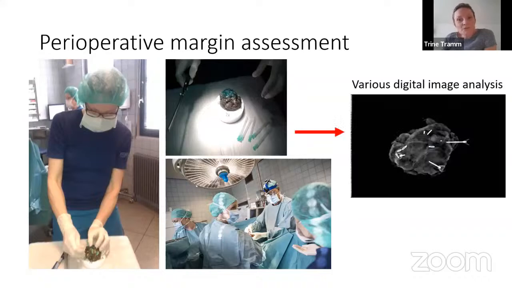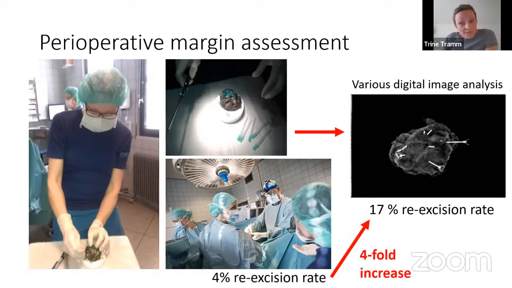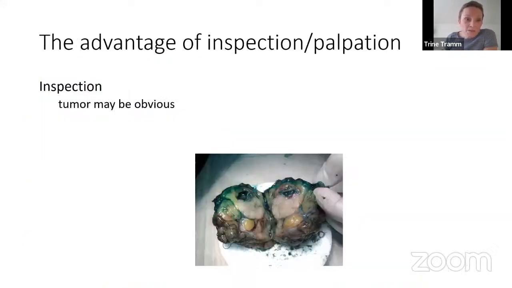So 5 years ago, we turned over to doing digital imaging during surgery. But unfortunately, this led to a 4-fold increase in the re-excision rate. And that was primarily due to the presence of DCIS. If it's not associated with calcifications, DCIS may be difficult to see on the imaging, but this is something that we as pathologists may have the possibility to see during inspection and palpation.